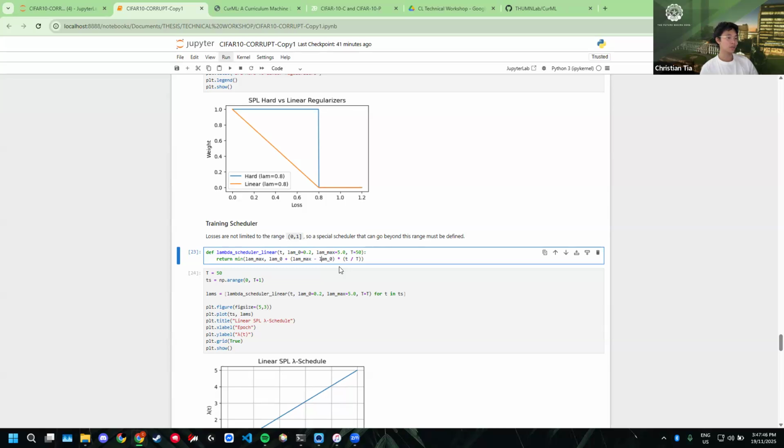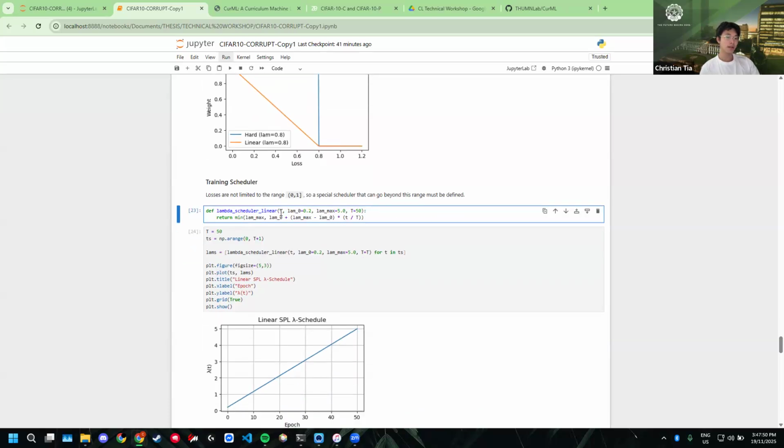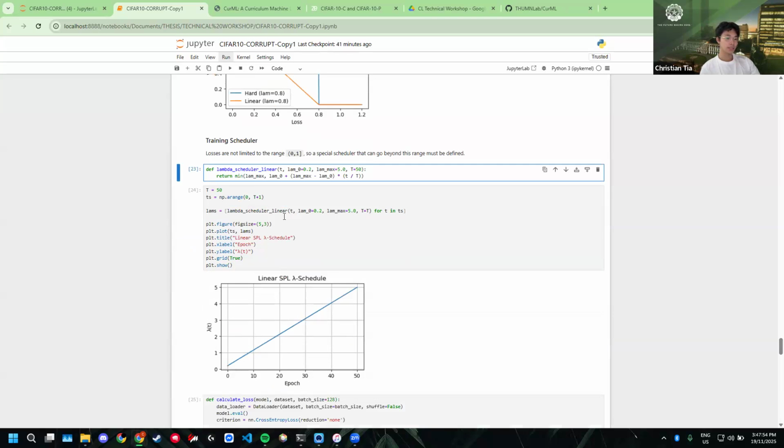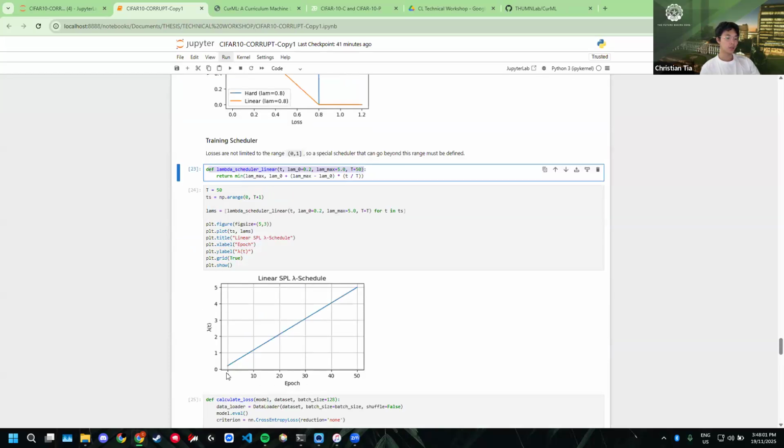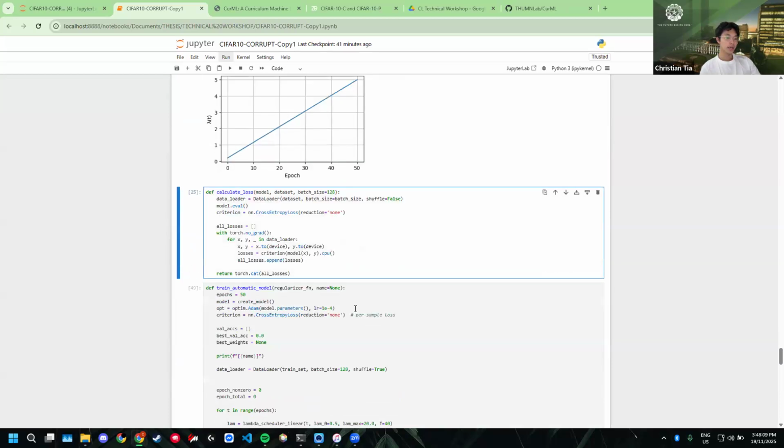So it would be very rare to have losses less than 1.0 there. So this lambda scheduler is linear. Once again, I just displayed the outputs of this function using this graph. It would go from the starting lambda of 0.2 all the way up to lambda of 5 at epoch 50.